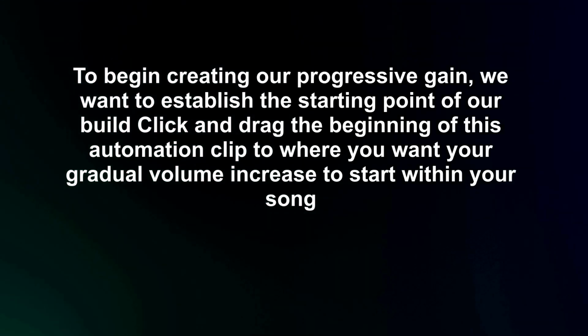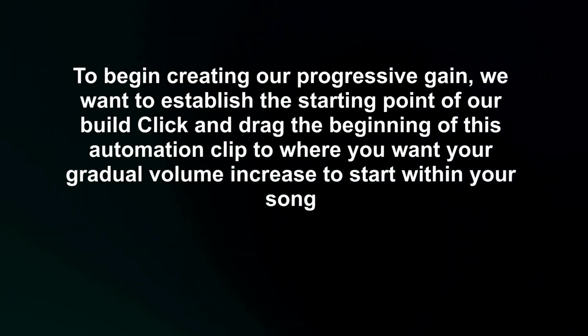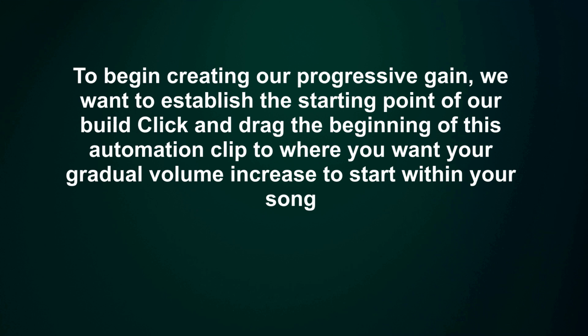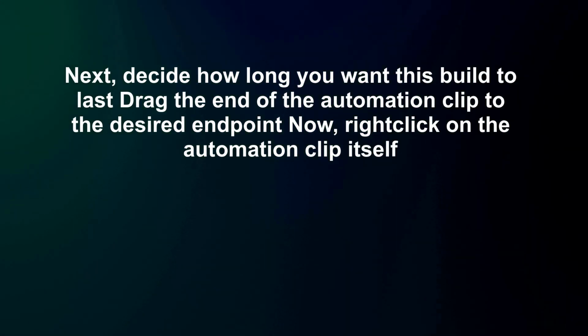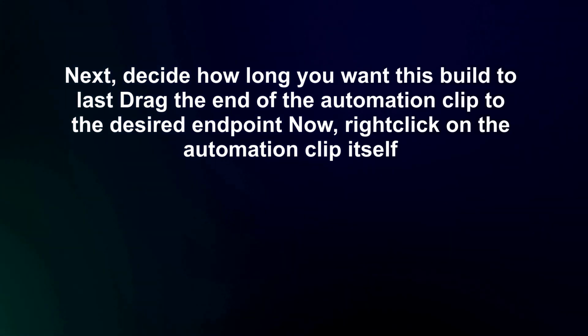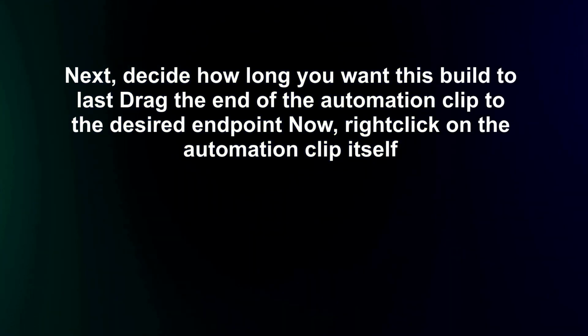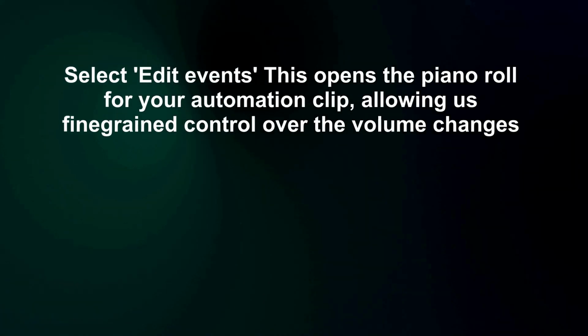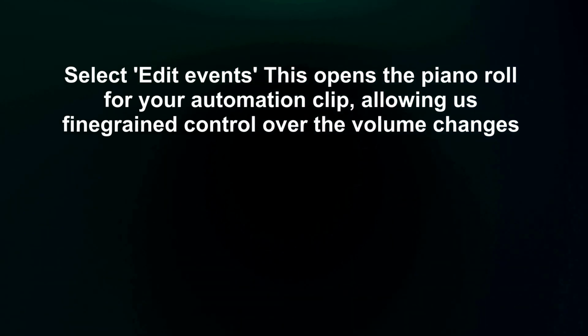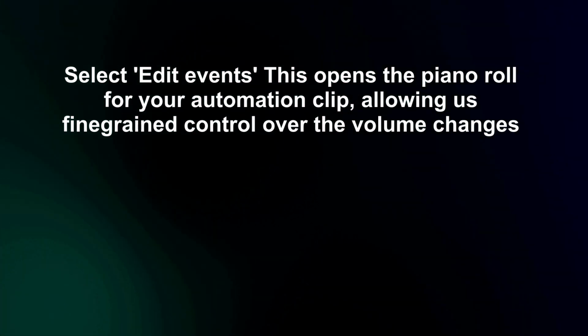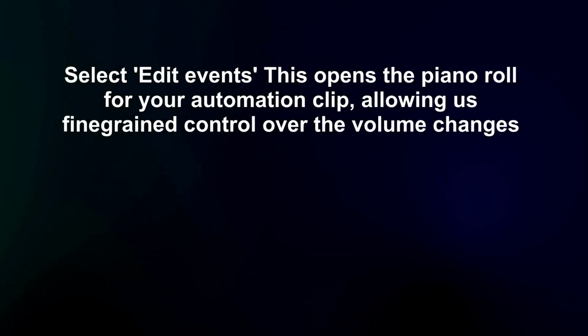Click and drag the beginning of this automation clip to where you want your gradual volume increase to start within your song. Next, decide how long you want this build to last. Drag the end of the automation clip to the desired endpoint. Now, right-click on the automation clip itself. Select Edit Events. This opens the piano roll for your automation clip, allowing us fine-grained control over the volume changes.